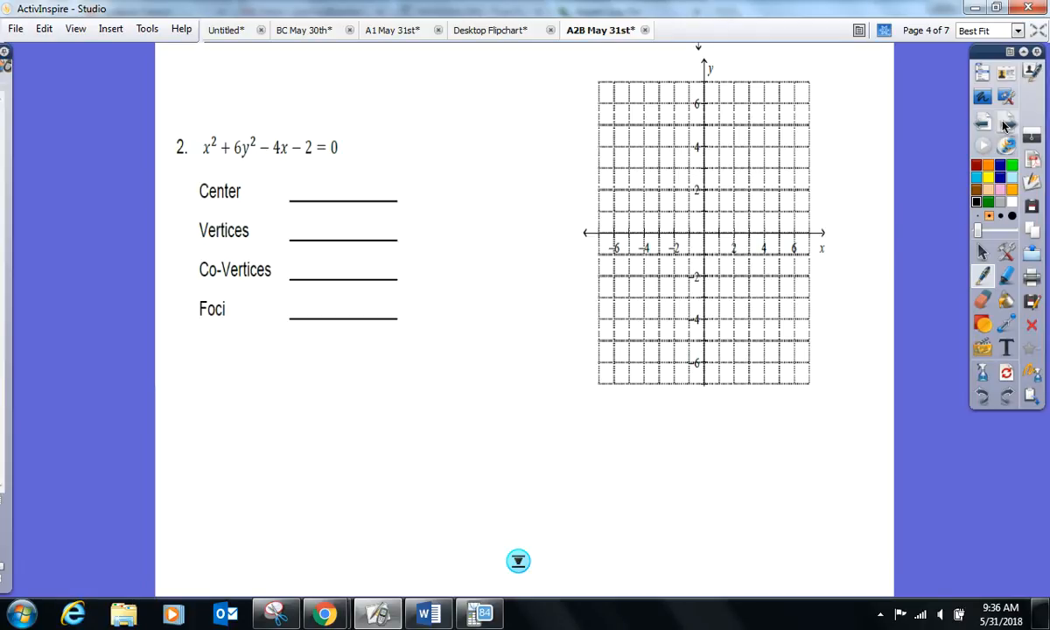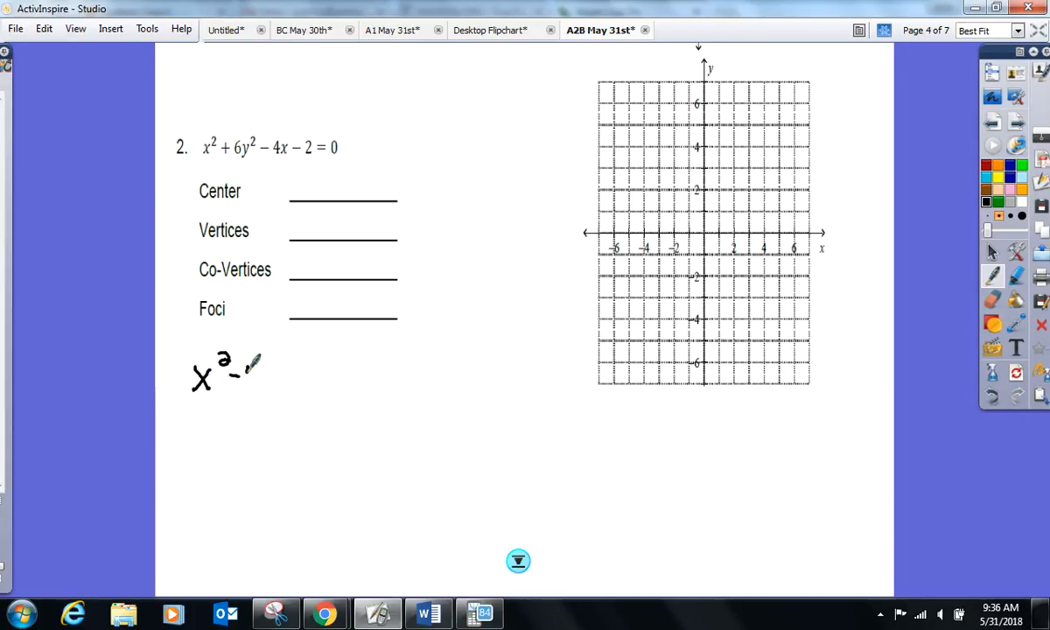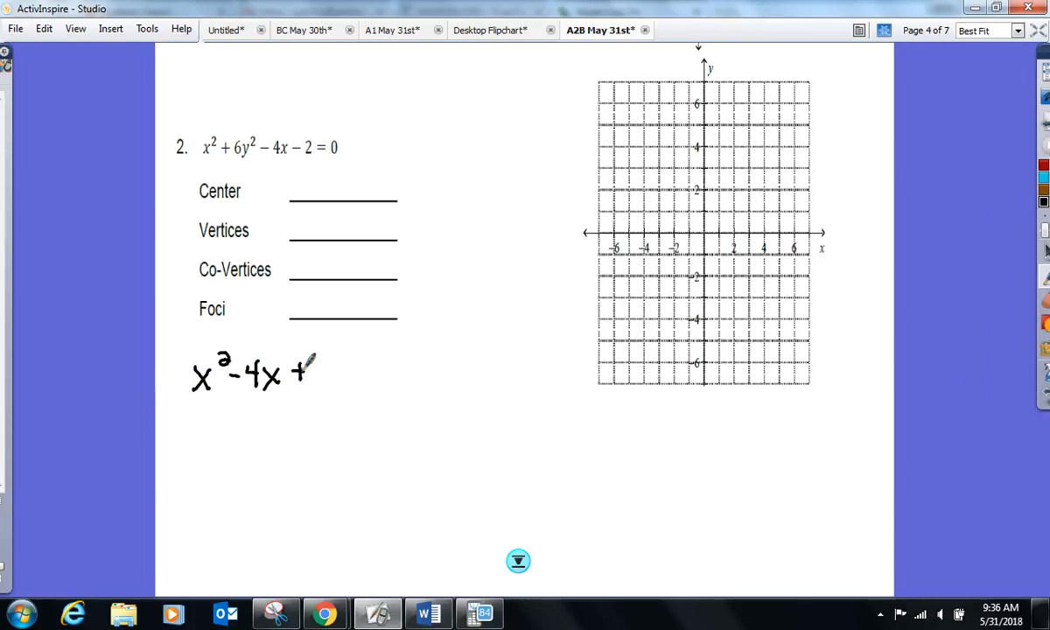Okay, I'm not ready to answer center, vertices, co-vertices, foci yet. I got to get it into my ellipse equation. Complete the square, right? First step, move some stuff around. Yep, group the x's together. Group the y's together. And move over the 2. I don't know if anybody's panicking yet because there's nothing else with the y. That's fine. No big deal.